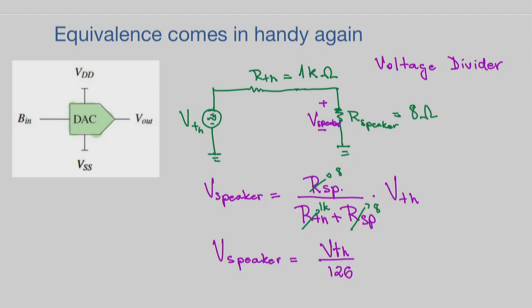Did we achieve what we wanted? Are we going to have a loud party? No, because V speaker is so much lower than it should be. We wanted to amplify, right? We want to get voltage that was between 0 and 10, and now we are dividing the voltage because the arrangement here was not the perfect arrangement. And this has a name. What's happening here?